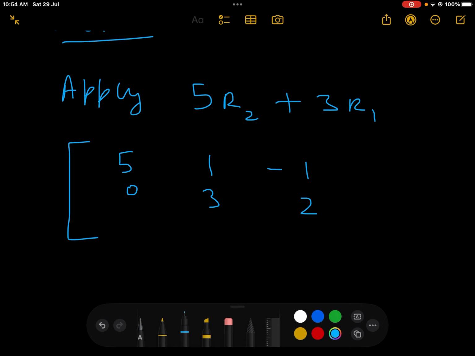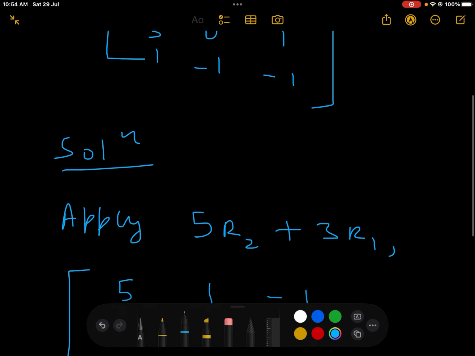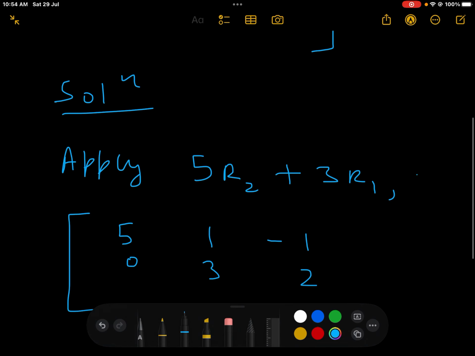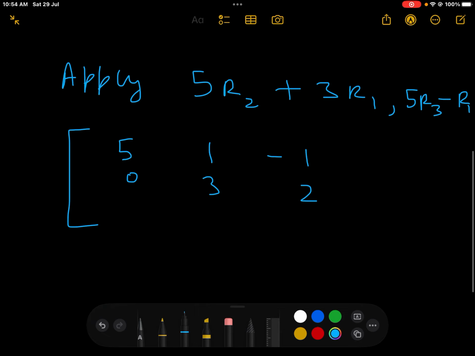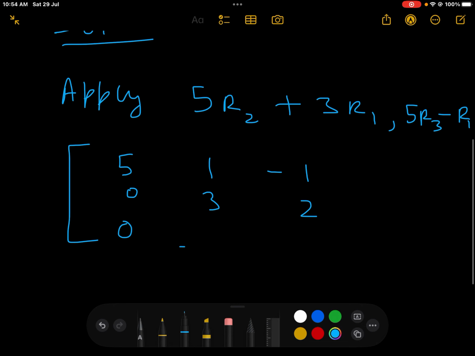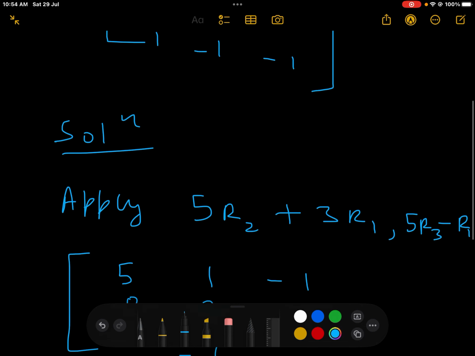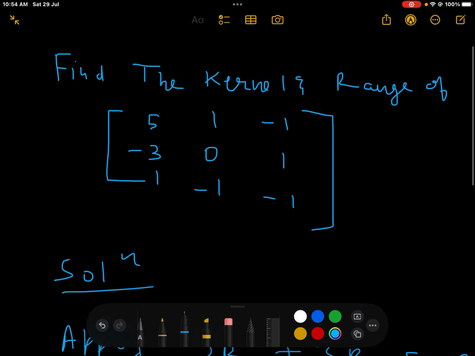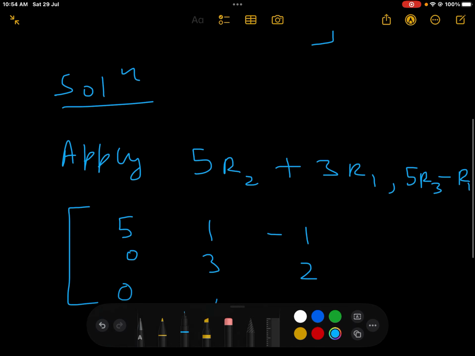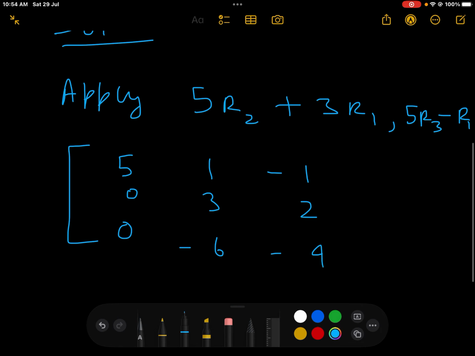Now at the same time we need to apply an operation for r3 as well, so that will be 5r3 minus r1. 5r3 minus r1, so that will give us 0, and minus 5 minus 1, minus 6, and this will be minus 5 plus 1, minus 4.